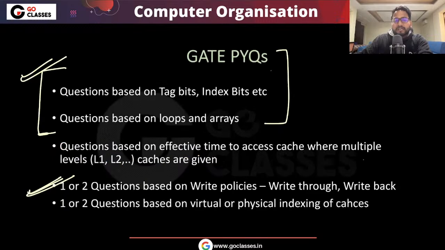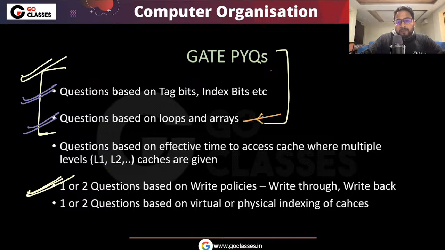Now let's just start with the cache memory. In GATE, there have been questions related to cache memory, particularly tag words, index words, etc. There have been questions related to loops and arrays. There have been questions related to time, for example, L1 cache time, L2 cache time. These are, I can say, in decreasing order, most asked and then less asked. Almost every year they ask two questions.